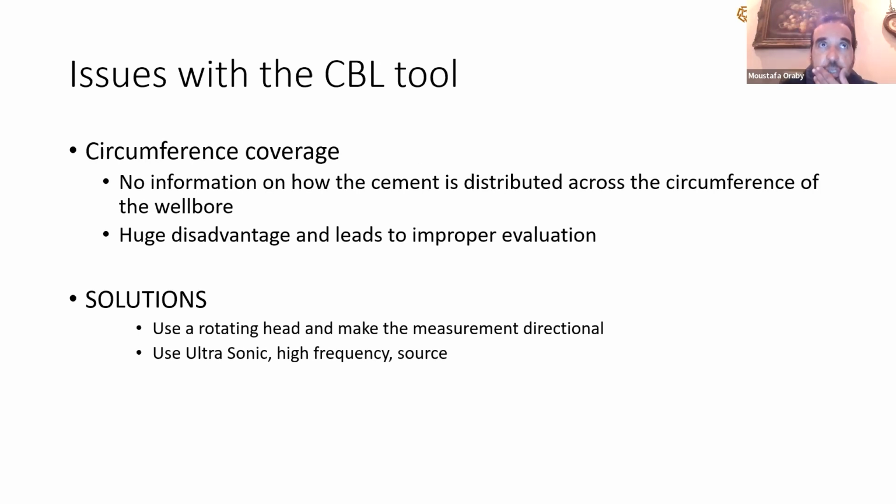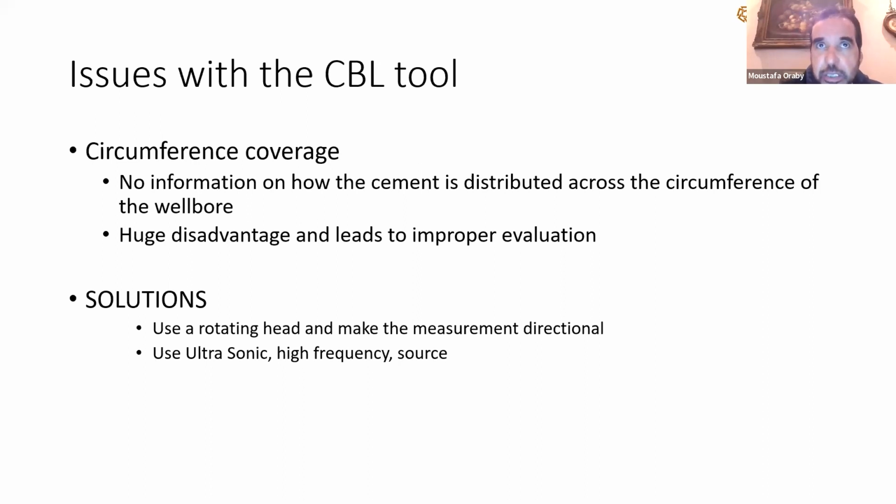The other thing is, in this tool, we use a very high frequency sonic. Why do we use a very high frequency sonic? Because what you are interested in is the distance between the casing and the formation. This is the distance that you put the cement in. So why would you need low frequency and go deeper into the formation? Low frequency means that the wavelength is very high, and a very high wavelength means you go deeper and read deeper into the formation. I don't want to read deeper into the formation. Frankly, I want to see only the zone between the casing and the formation.